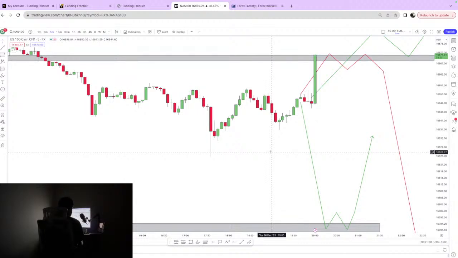So now it has tested this level, right? And we'll wait for our perfect entry. Currently we have not taken any entry and no entry is forming.